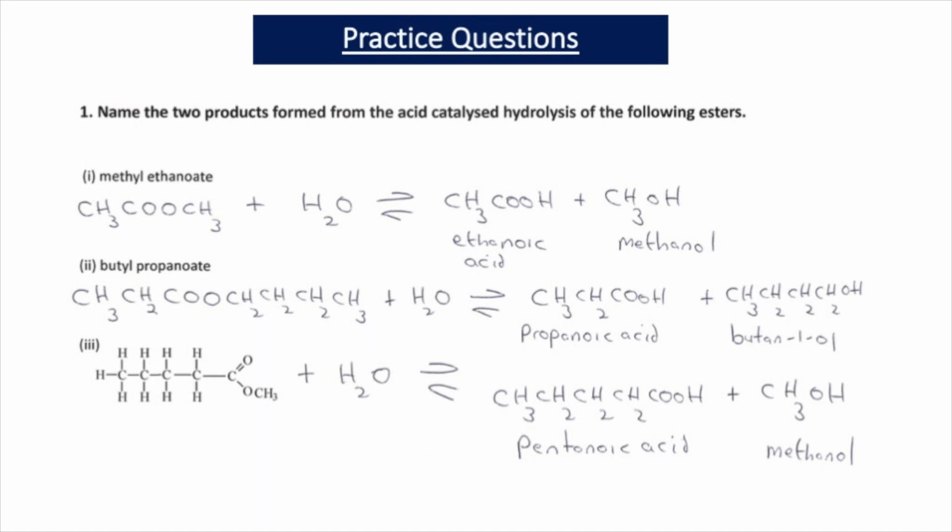So methyl ethanoate is hydrolyzed with the water to form ethanoic acid, CH3COOH, and methanol. And butyl propanoate is hydrolyzed with water to form propanoic acid and butan-1-ol. And the last one is methyl pentanoate. So when you hydrolyze methyl pentanoate by heating it up with dilute acid, you will get pentanoic acid and methanol.